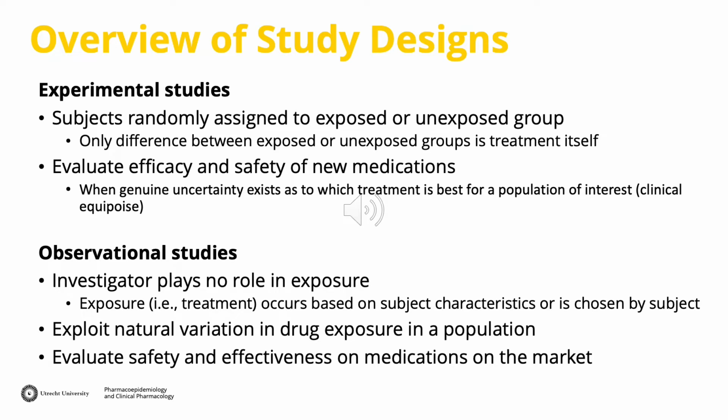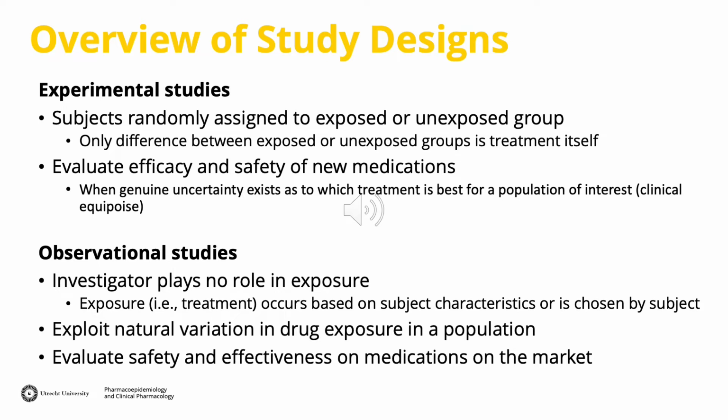So just to help you understand what the difference is between experimental studies and observational studies, I'm going to give you a quick overview of these two study designs. So you already know all about experimental studies. Experimental studies are randomized controlled trials or clinical trials where subjects are randomly assigned to be exposed or unexposed. So to the treatment, the new medication, or they're randomized to the control group or the placebo. And we know that the only difference between the exposed and unexposed groups is the new medication treatment itself.